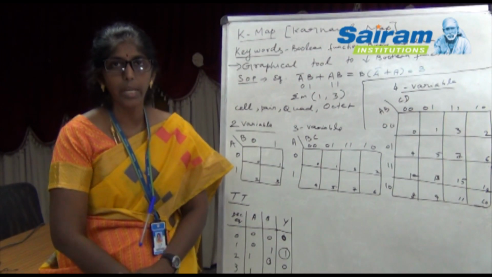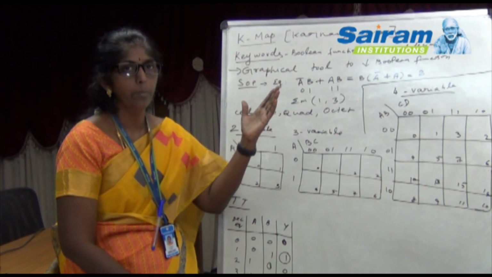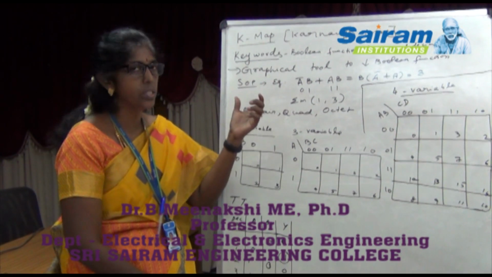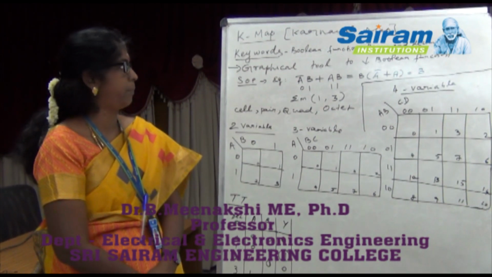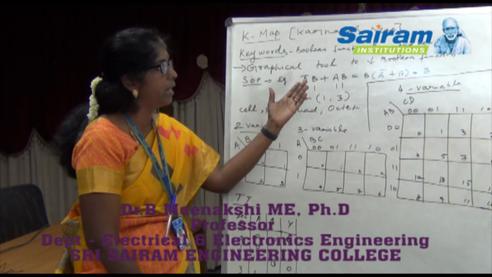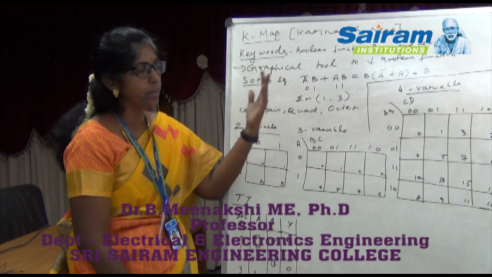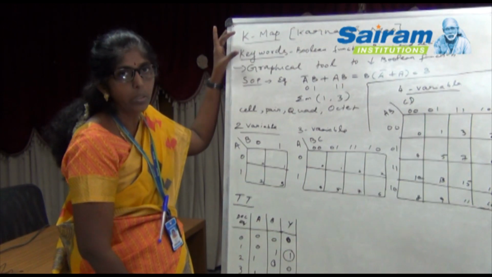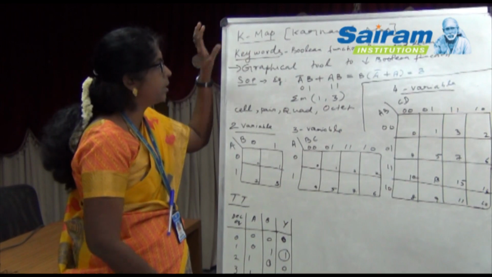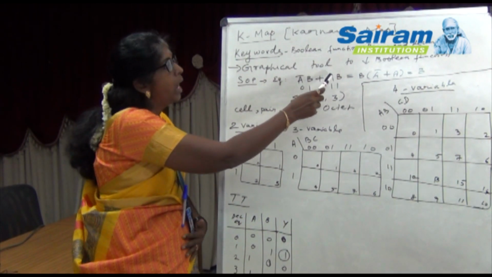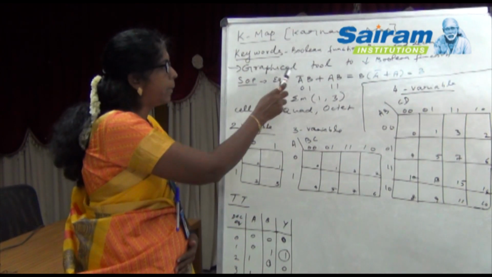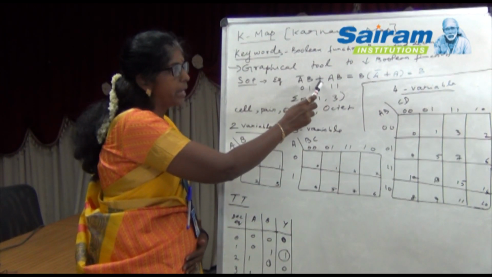Today we are going to see how the Karnaugh map is used to reduce the Boolean function. The key words to understand this Karnaugh map are Boolean function, binary and decimal number system. If we understand Boolean function and binary and decimal number system, we can understand how the K-map is used to reduce the Boolean function. K-map is nothing but a graphical tool, and it is used to reduce the Boolean function.